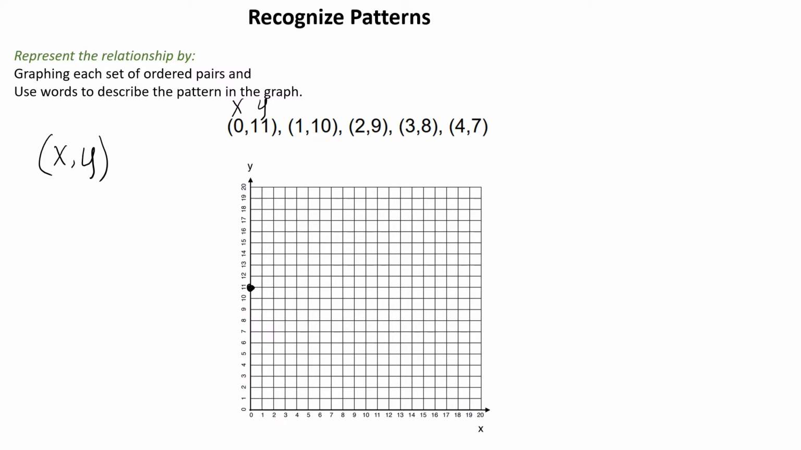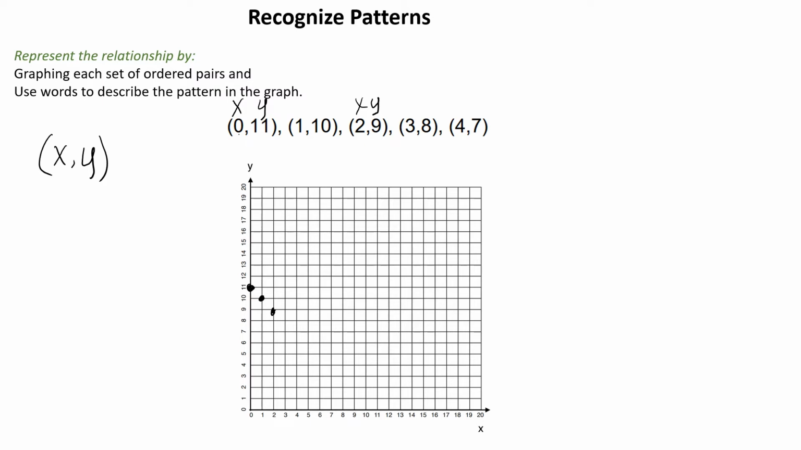Now let's do the next one. We have 1, 10. We're going to start at 1 and we're going to go up 10, put our dot. Okay, now we have 2, there's x, this is y, 2, 9. So then we're going to go 2 up 9. You can kind of see a pattern here, right?